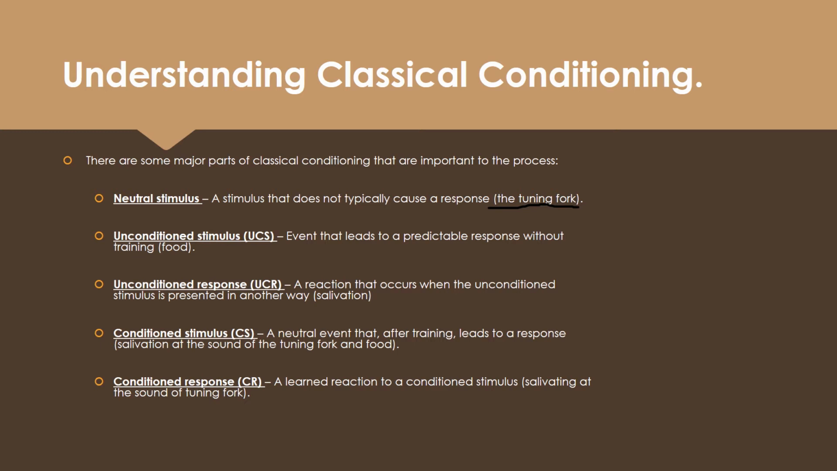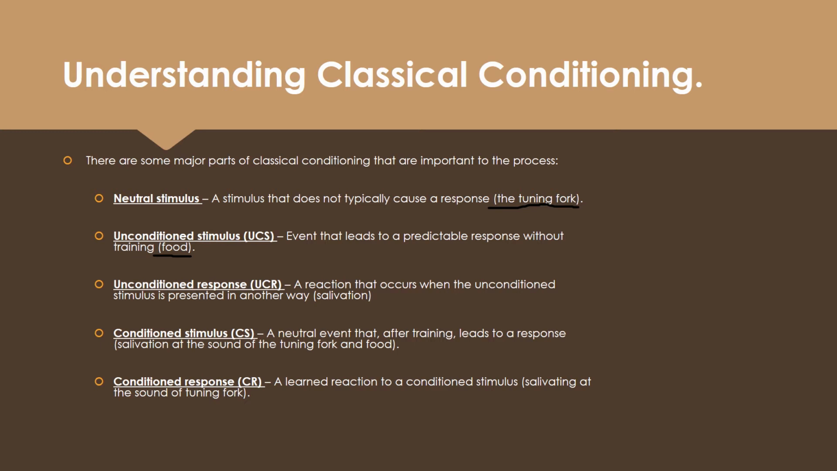The unconditioned stimulus, or the UCS, is an event that leads to a predictable response without training. In Pavlov's case, this would be the food. Showing a dog food, or a cat, or any other living creature food sometimes makes that creature react. So when Pavlov showed the dog the food, the dog obviously got excited, it began to salivate, it began to drool. So the unconditioned stimulus is something that we know is going to cause something to respond in a certain way that we predict. Again, imagine a dog getting excited about food.